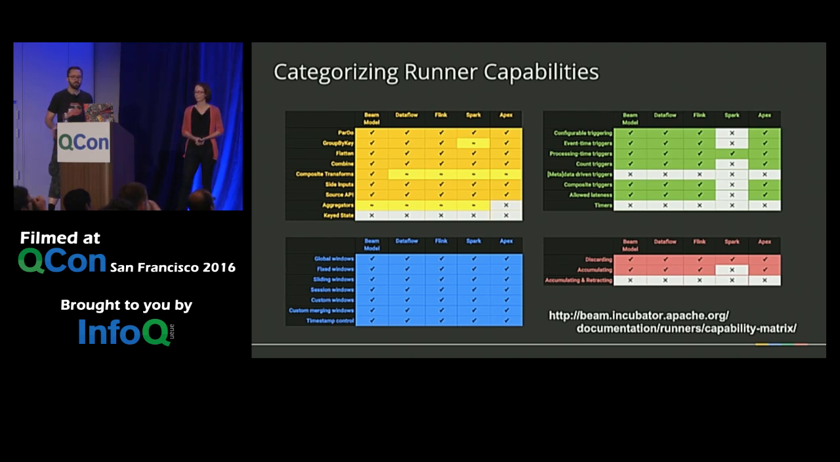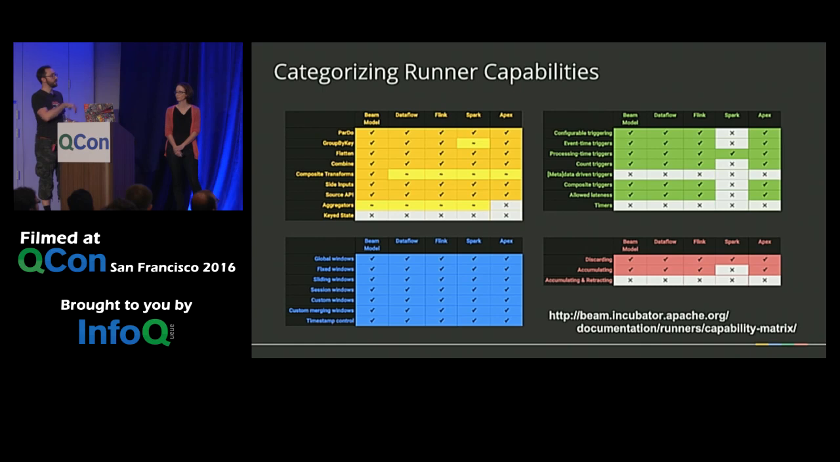And so what we've done is we've categorized features within the model, and these are broken out into categories that match the what, where, when, how questions. The colors sort of match the colors we've had throughout here. And for each of the features then, each of the columns shows you, for the given runners that we have, what level of support we have. And you can see in general, most folks within the industry are moving towards supporting everything within the Beam model.